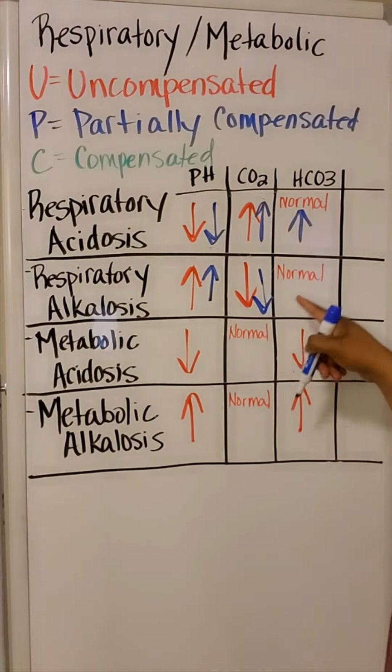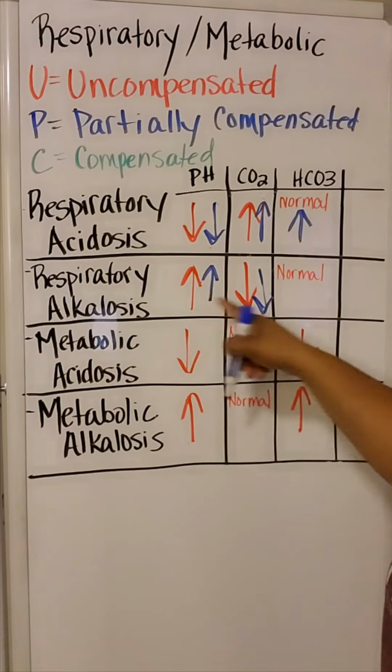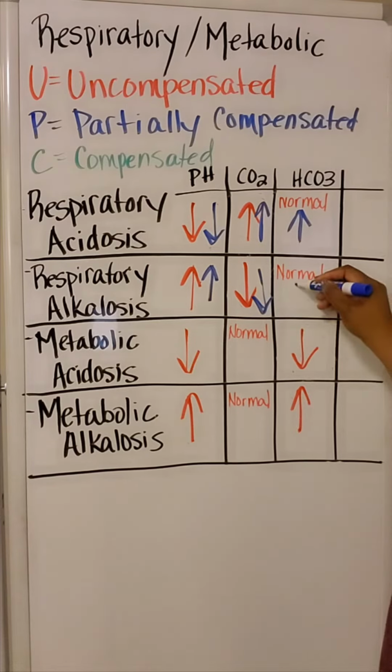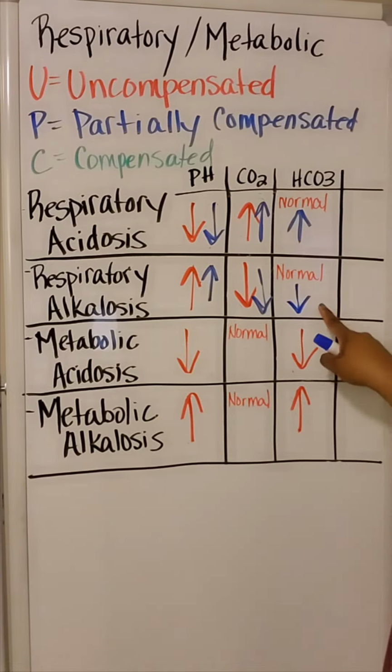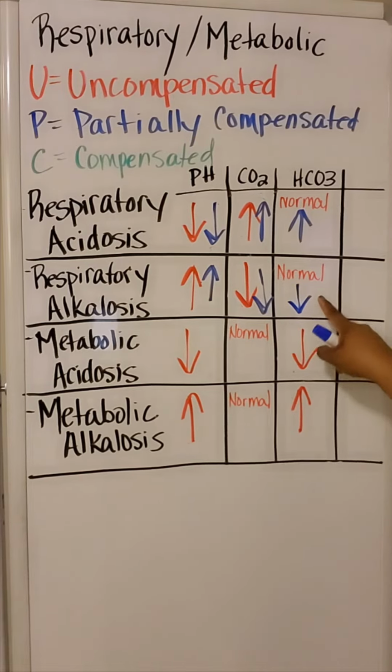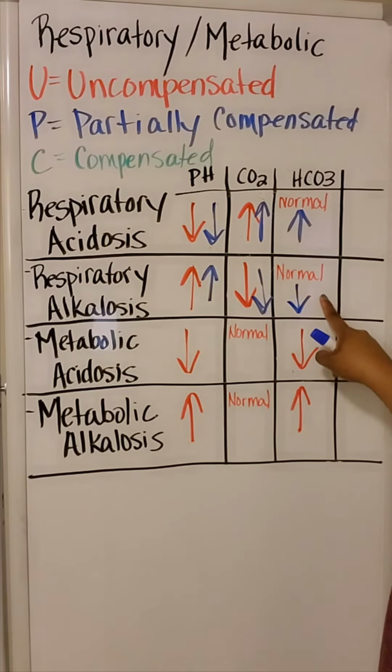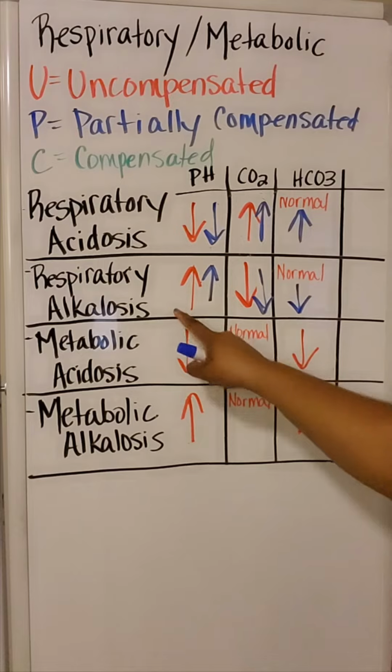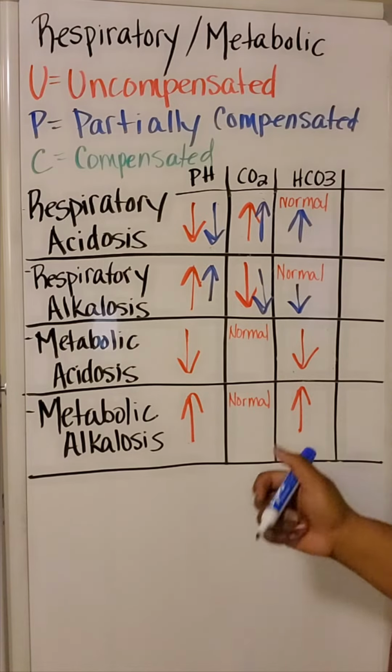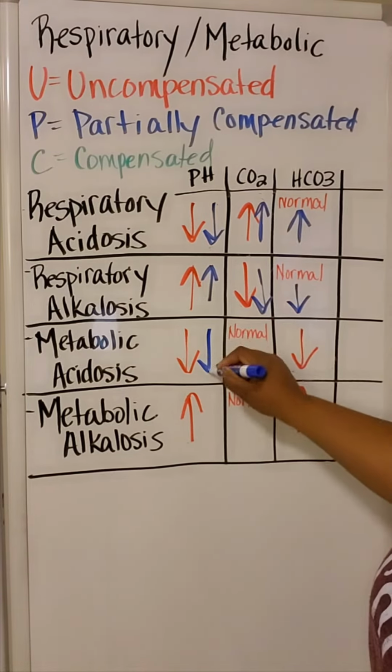So when we look at respiratory alkalosis, again, our pH is still up, our CO2 is still down, but now in order to buffer or compensate for the fact that this person is too alkaline, we're going to notice that this HCO3 level decreases because you don't need as much of this substance in your body because you're already alkaline.